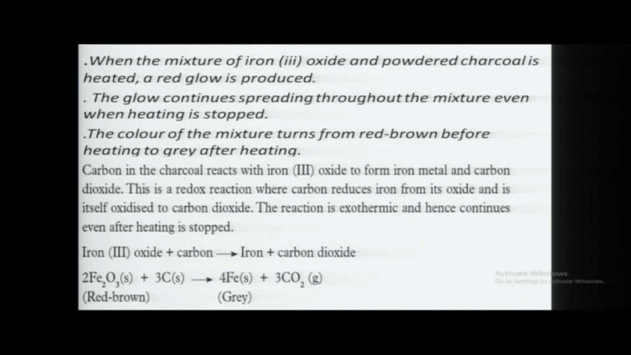So when a mixture of iron 3 oxide and powdered charcoal is heated, a red glow is produced.